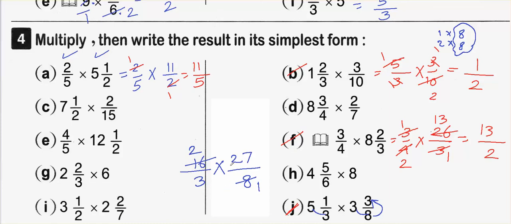What about 3 and 27? 3 divided by 3 equals 1. 27 divided by 3 equals 9. Now, 2 times 9 is 18. 1 times 1 equals 1. 18 divided by 1 equals 18.